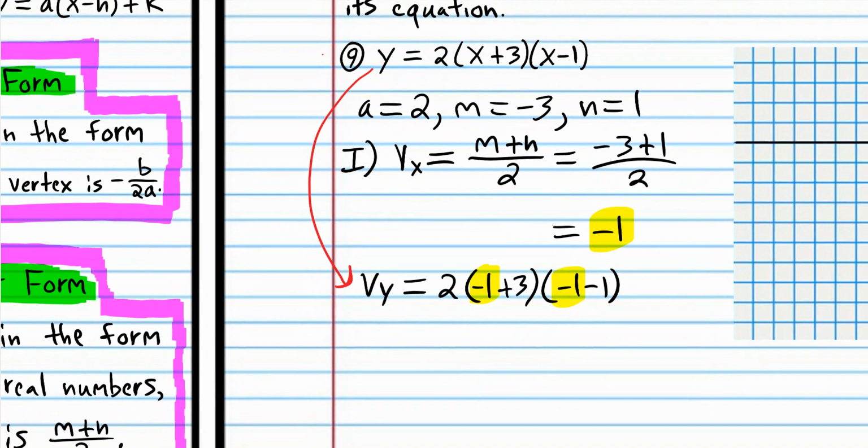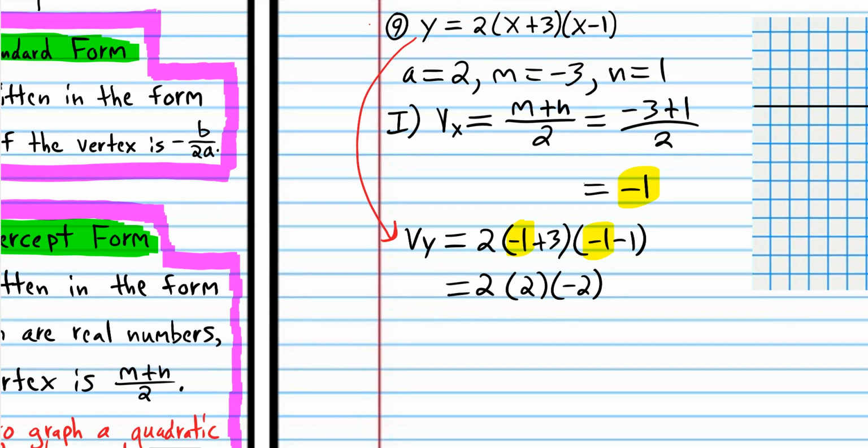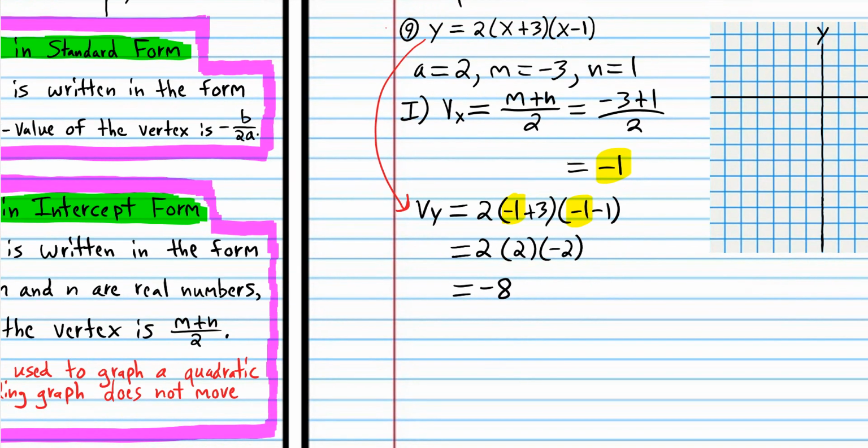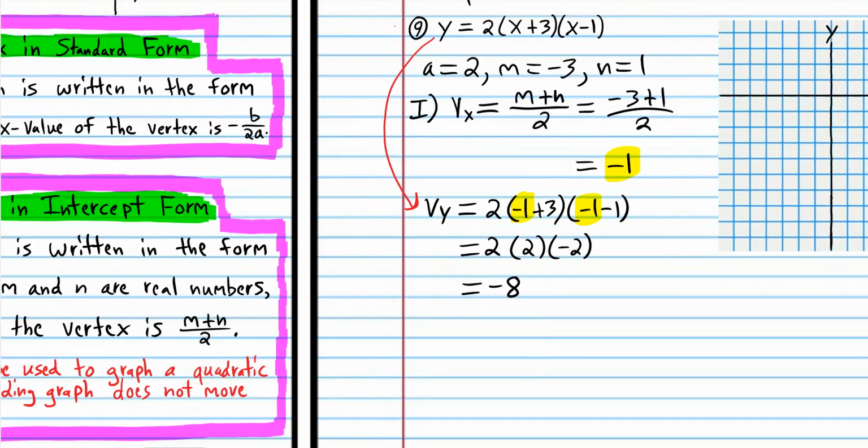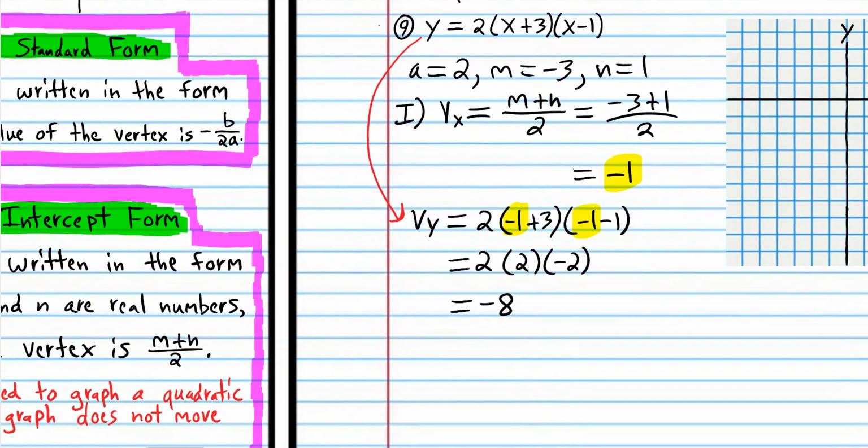So now we have, I don't really require you to show this because you really should know this by now without having to show the steps, and we get -8. But I'm just showing you the steps here just in case you need to see these. But you should already know this basic math. So now let's go ahead and write the vertex. So the vertex is -1, -8.